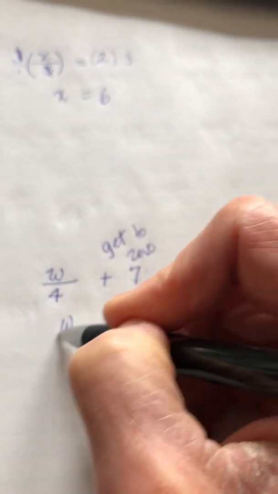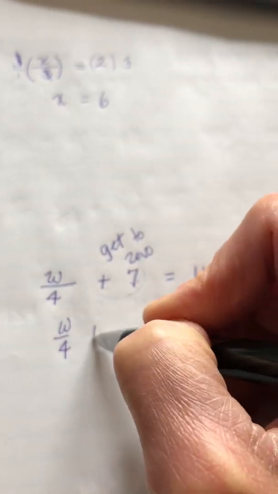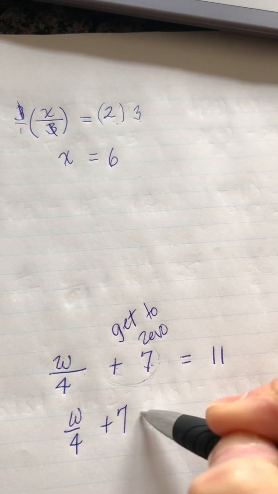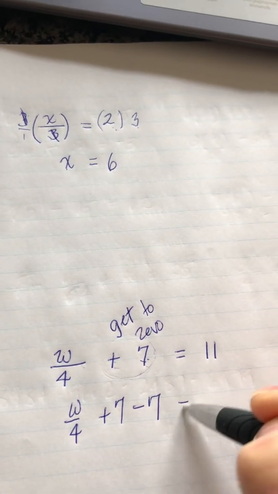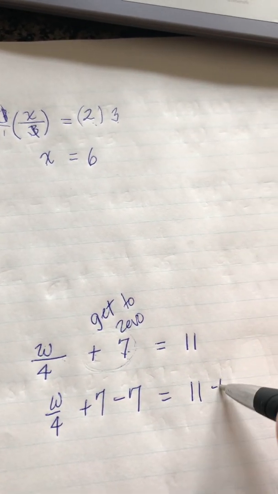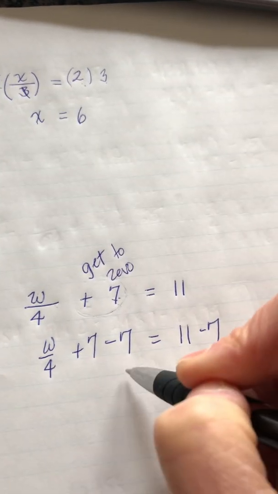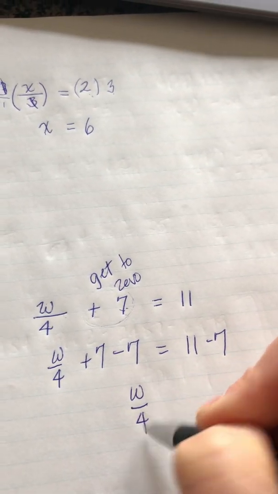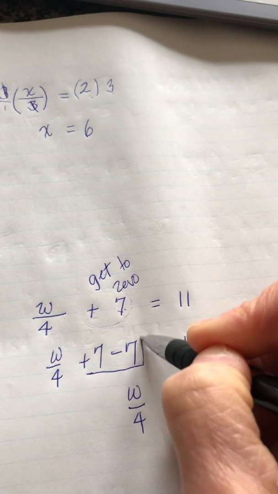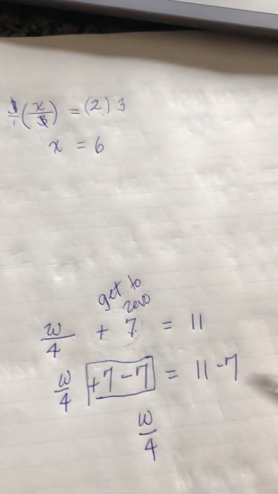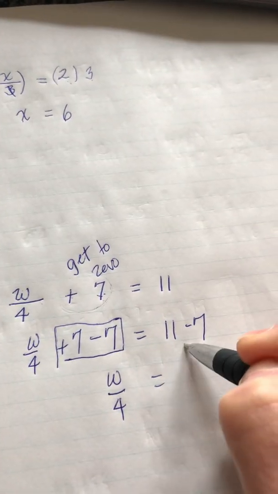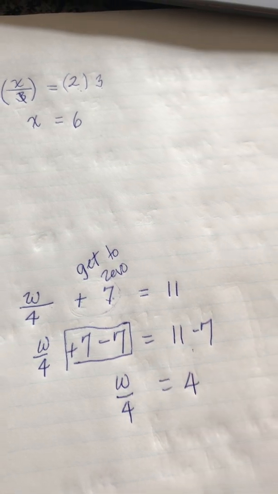So I'm going to go w over 4, and I'm going to take away my 7. And if I take it away, I need to take it away on this side. So now I have w over 4 by itself because this gives me 0. So it's gone. And I have 4 on this side.